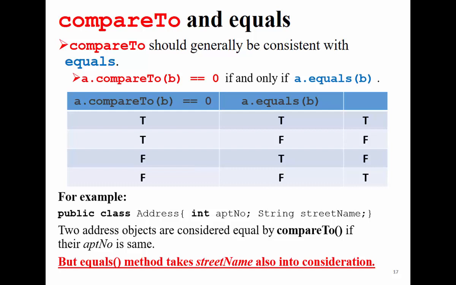But as you can see, to provide a compareTo method and override it, you have to specify in the header of your class that you are going to implement the Comparable interface, okay? Which is a little bit different from equals. For equals, you don't need to specify anything in the header.